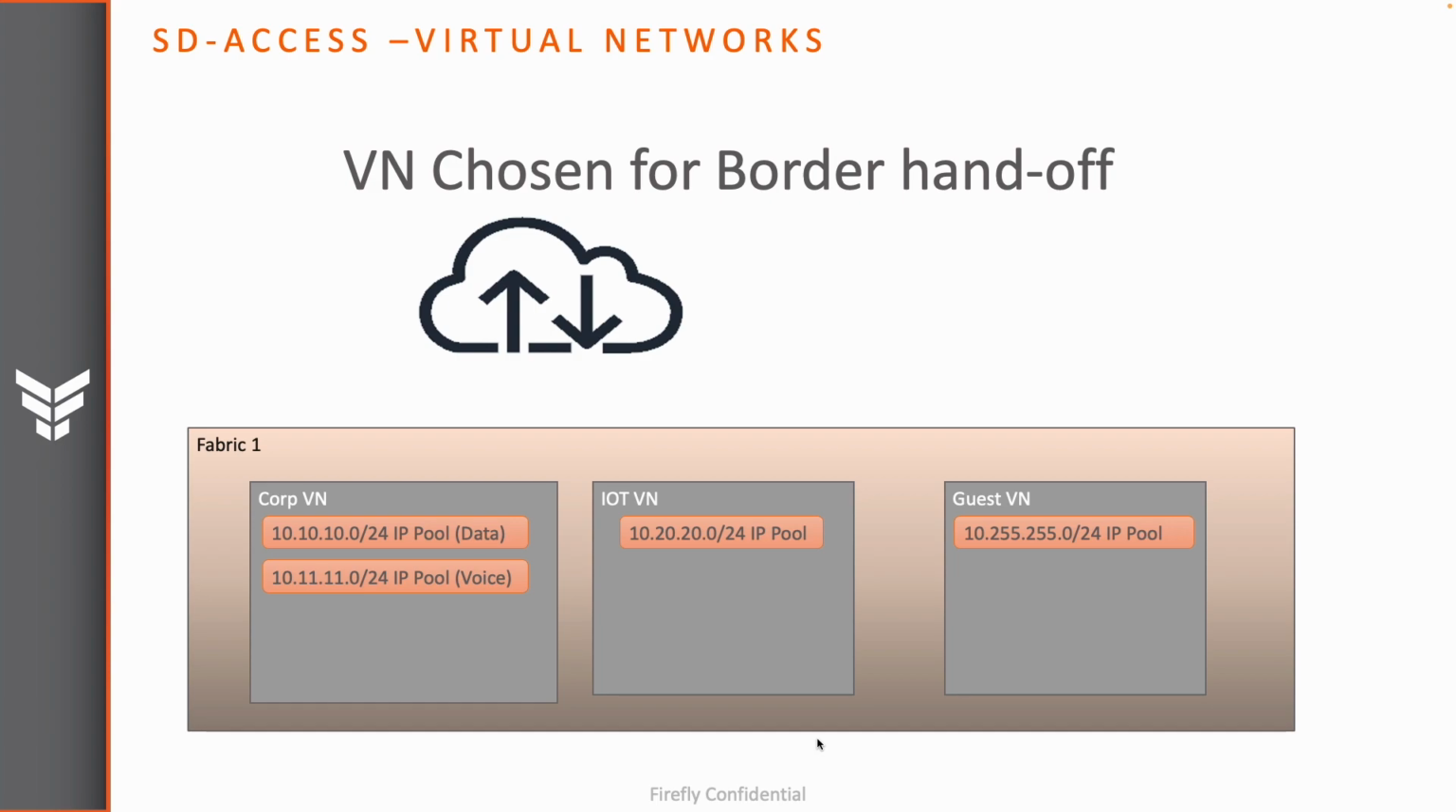Whenever we configure external connectivity for our fabric, we are going to see a list of the virtual networks deployed and be able to choose which virtual networks we want to deploy in which border handoff. So we can have one interface configured for our corporate and IoT virtual networks, and our guest virtual network can go out a completely different interface or a completely different border.